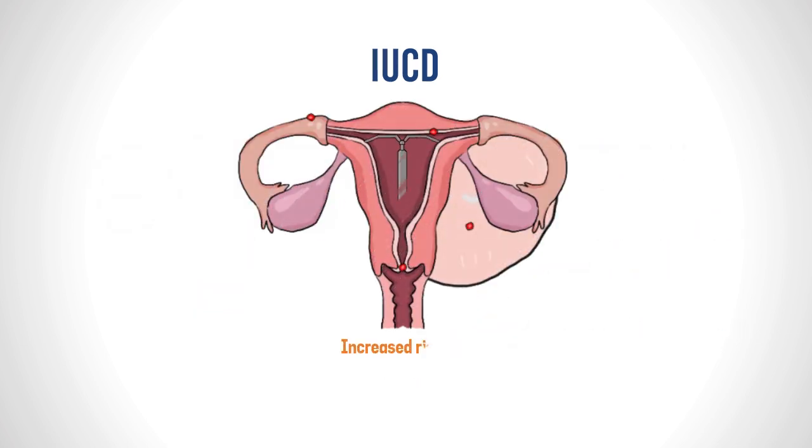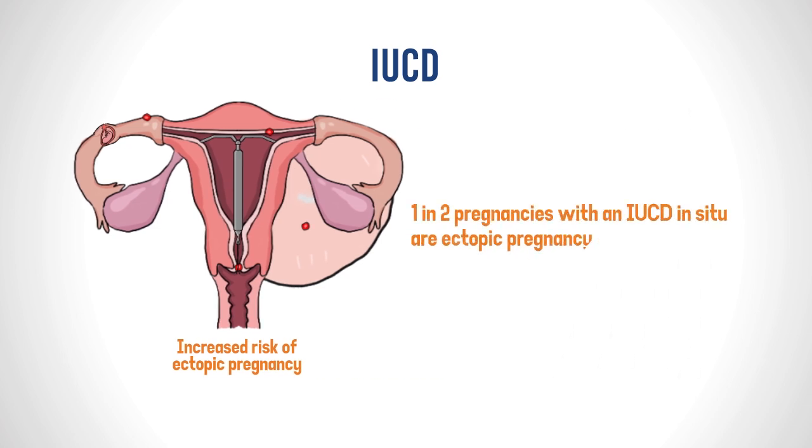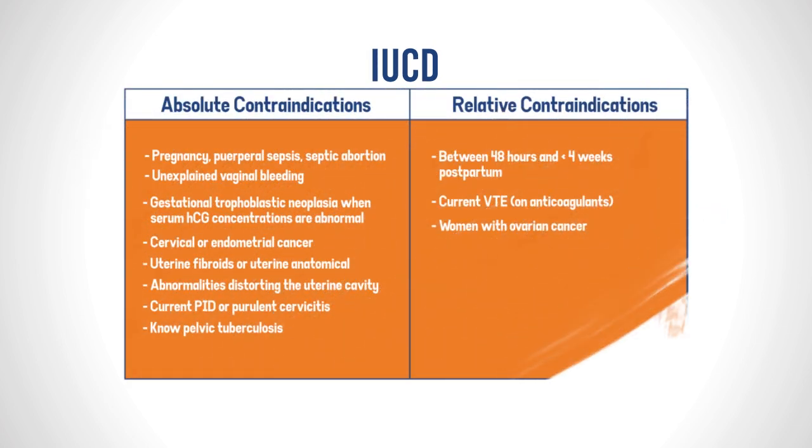There is also an increased risk of an ectopic pregnancy if pregnancy occurs with an IUCD within the uterine cavity. However, the absolute risk of falling pregnant while using the IUCD is very low. 1 in 2 pregnancies with an IUCD in situ are ectopic pregnancies. Pelvic ultrasound should be performed early. The following are the absolute and relative contraindications to the use of IUCDs.